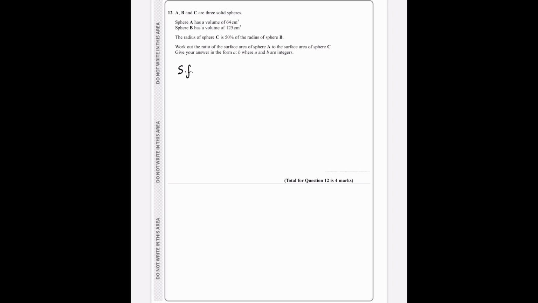Question number 12. This was to do with scale factors of volume, scale factors of length, scale factor of areas, etc., etc. It gives us a scale factor of volumes between A and B, 64 to 125. To jump from the scale factor of volumes to the scale factor of lengths, we need to cube root both of those. Cube root of 64 is 4, the cube root of 125 is 5. So the scale factor of length is 4 to 5.